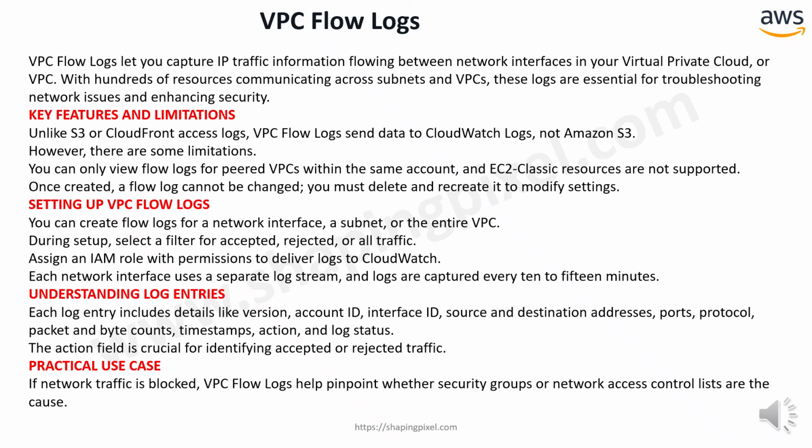Setting up VPC flow logs. You can create flow logs for a network interface, a subnet, or the entire VPC. During setup, select a filter for accepted, rejected, or all traffic. Assign an IAM role with permissions to deliver logs to CloudWatch. Each network interface uses a separate log stream, and logs are captured every 10 to 15 minutes.